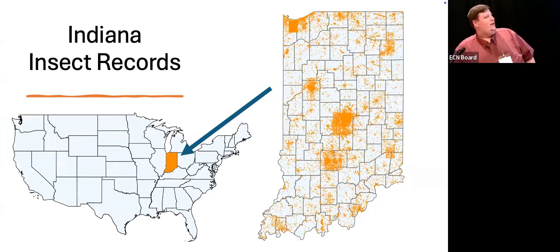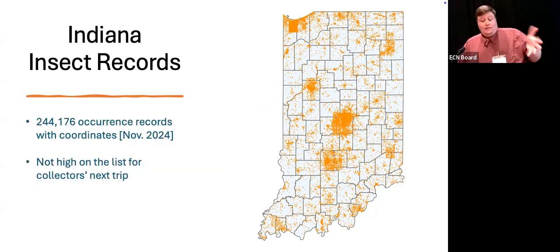Indiana is here in the United States, if you've never been. And there are a lot fewer insect records. But again, we can see from the map that they're not equally distributed. And Indiana, as of this month, only has less than 245,000 insect records, so much fewer than Arizona. And I think that's because none of you are probably planning your next big collecting trip to Indiana.